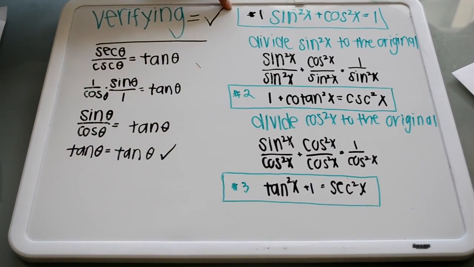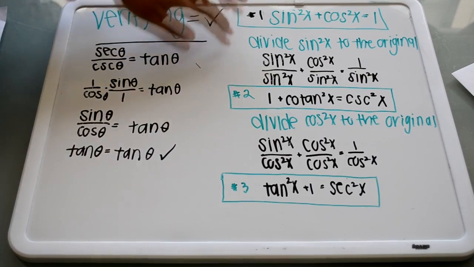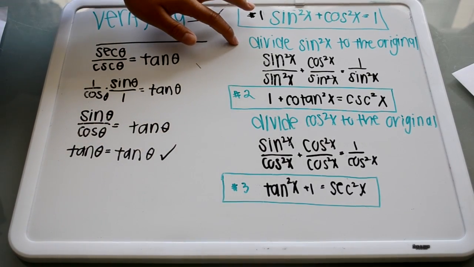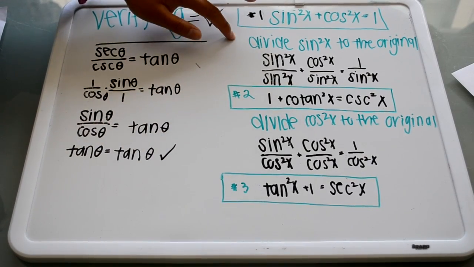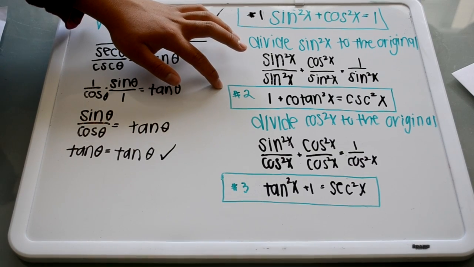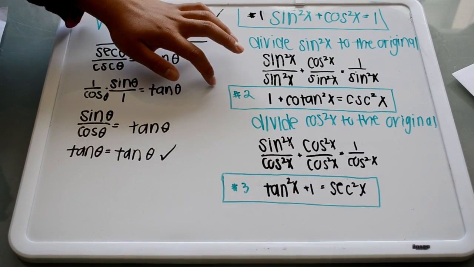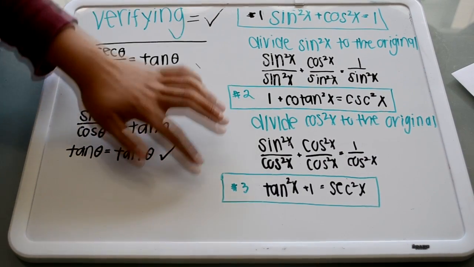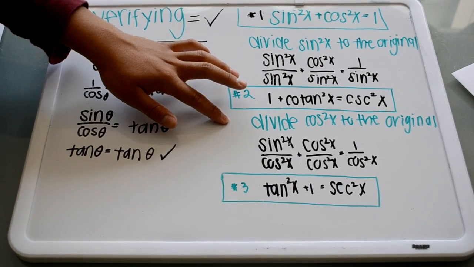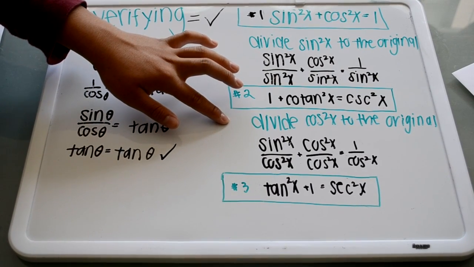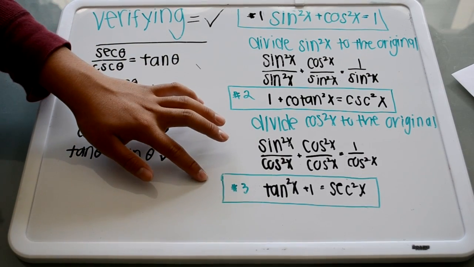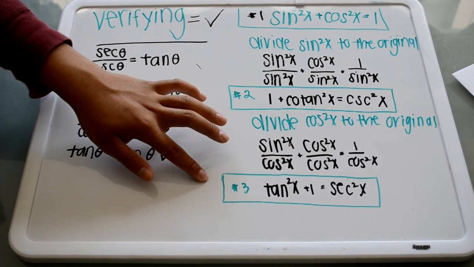Here are the three Pythagorean identities. Here is the original one. For the original one to become this one, you would have to divide the original by sine squared x to get 1 plus cotangent squared x equals cosecant squared x. To get this one, you would have to divide the original one by cosine squared x, which would be tan squared x plus 1 equals secant squared x.